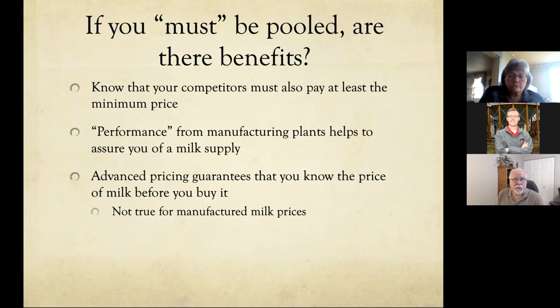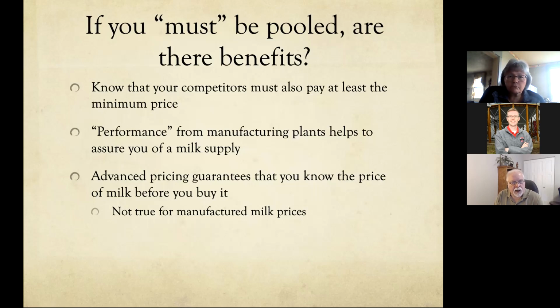If you have to be pooled, are there benefits? Sure. You know what your competitors are paying. So a bottler knows that I'm paying $20 for my milk, and I know that the other bottler in the area has to pay that much too. And performance helps assure manufacturing plants of milk supply.